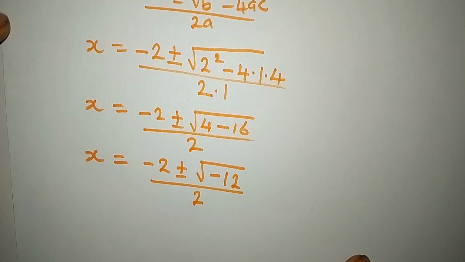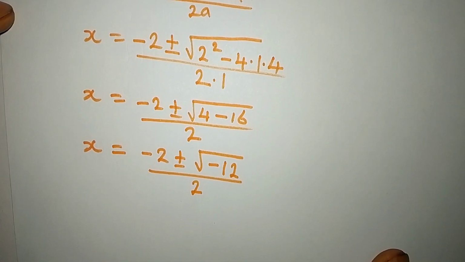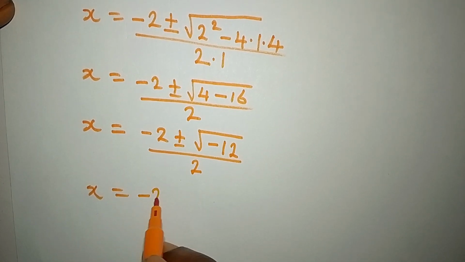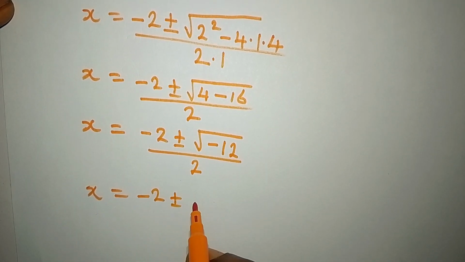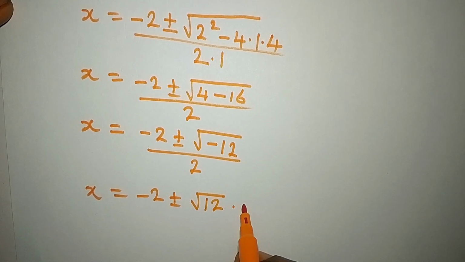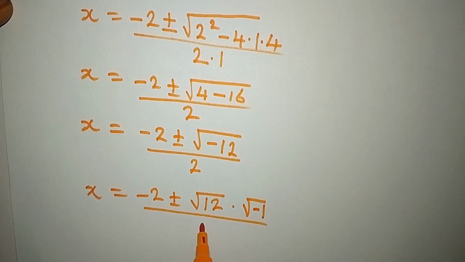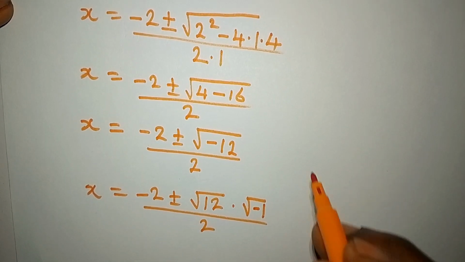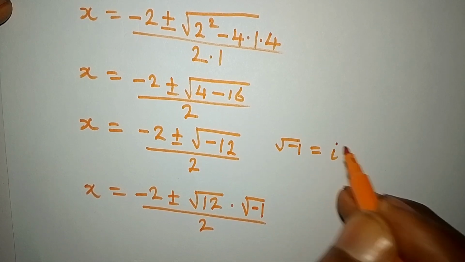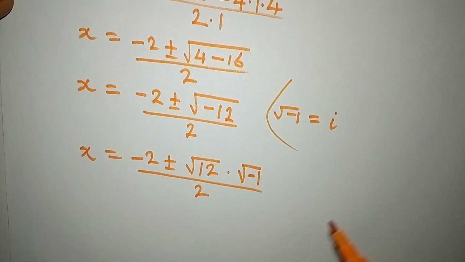Now you can be tempted to cancel this 2 because of this, but that will not be correct. So we have x equal to minus 2 plus or minus. We want to bring out the negative from that 12, so we multiply root 12 by root negative 1. Then we divide this by 2. Remember that the square root of negative 1 is taken as i.